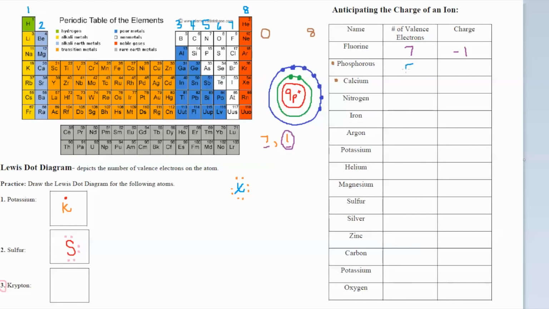Okay, so I'm going to write that right here. Now, phosphorus can either, to get to 0, lose 5 valence electrons, or it could gain 3 to get 8 valence electrons. So just from a numbers point of view, it's easier to gain 3, which means if phosphorus is gaining 3 electrons, its charge is negative 3.